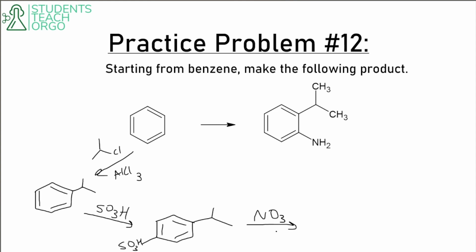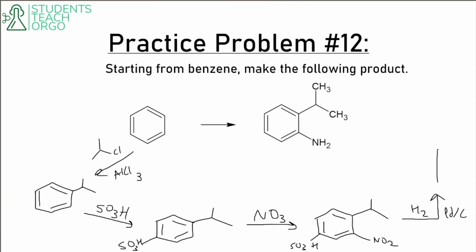Then we are going to nitrate. So we're going to add NO3, and nitration will force it into the ortho. Then, these are interchangeable, we can use H2, Pd/C, and at the same time, I'm just going to do this in one step, we're going to remove our blocking group with some H plus to form our final product.